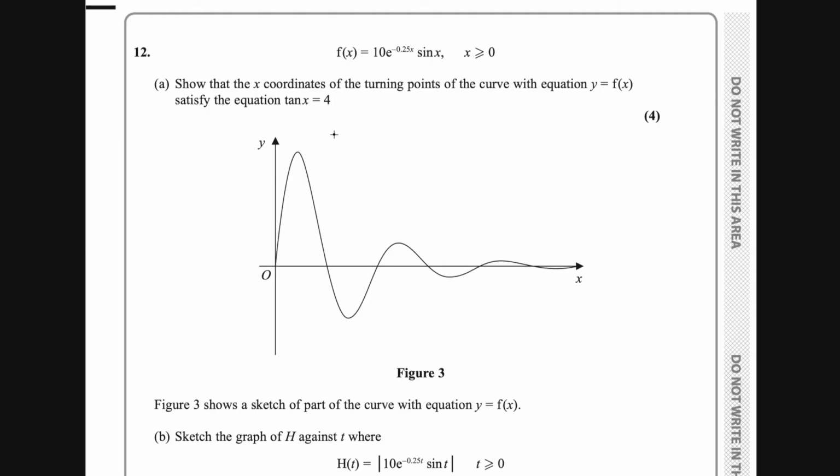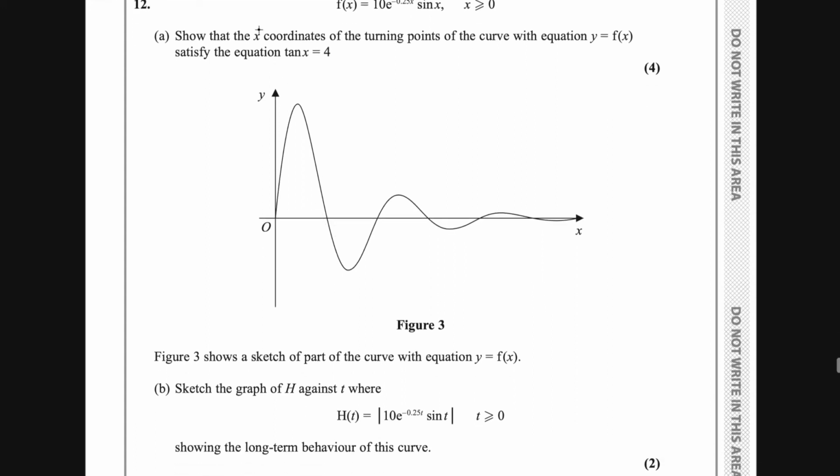For question number 12, we are given a function, f of x, which equals 10e to the power of minus 0.25x multiplied by sine x. For part A, we are told to show that the x-coordinates of the turning points of the curve with equation y equals f of x satisfy the equation tan x equals 4.